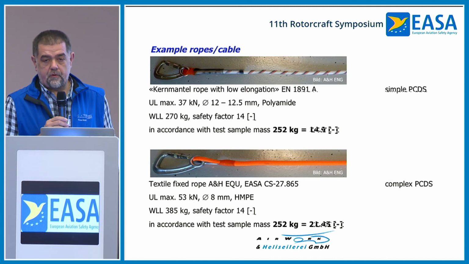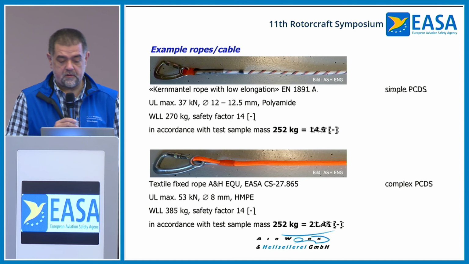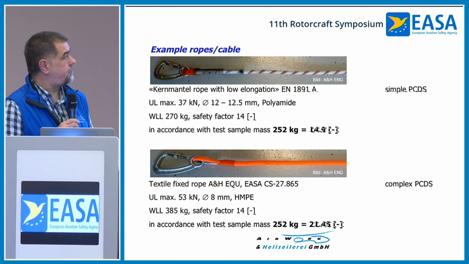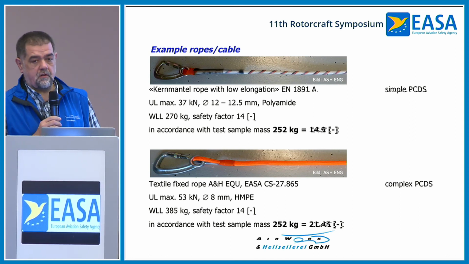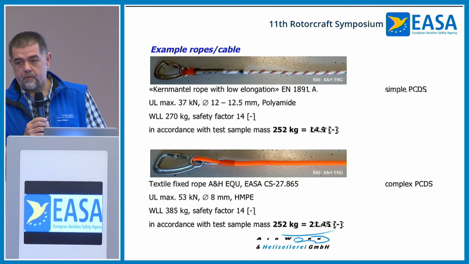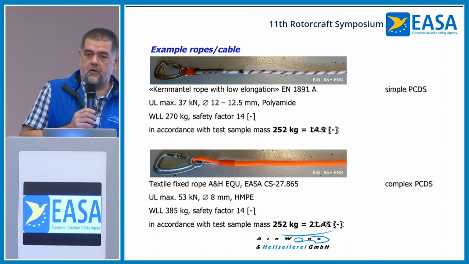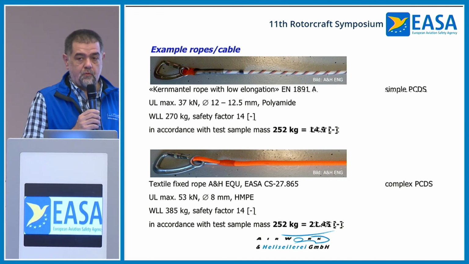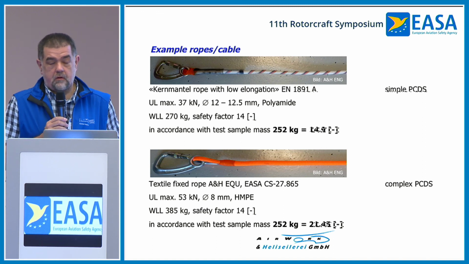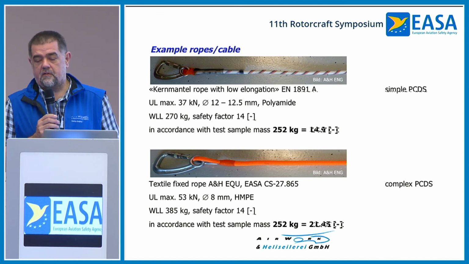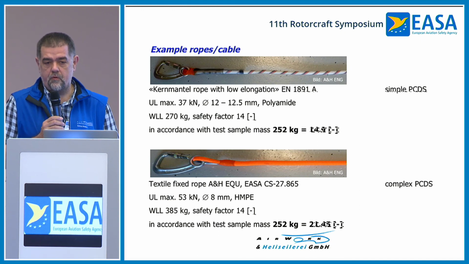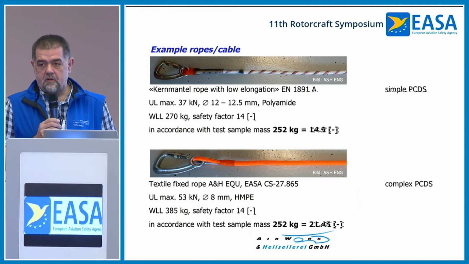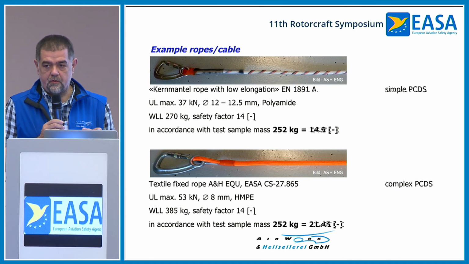The textile rope for fixed rope for human external cargo. We have two different ones. The first one is a kernmantle rope by a European harmonized standard EN 892. Kernmantle rope means kernmantle rope with low elongation. The standard says that by 100 kilograms 5% elongation is accepted.